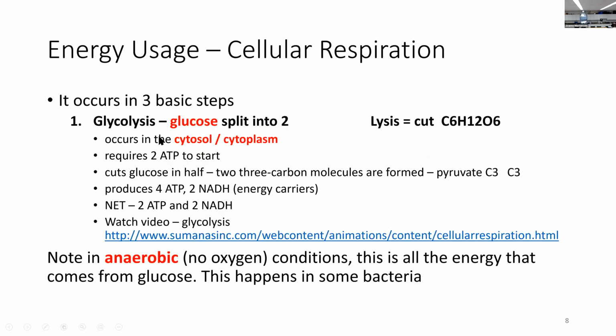All right, the 3 basic steps of cellular respiration. First of all is glycolysis, and it splits the glucose into 3 carbon pyruvates. You just need to know it splits it in half. We're not really worrying about what happens to the hydrogen and oxygen at this point. It breaks it in half. It requires a little energy. It produces a little energy.